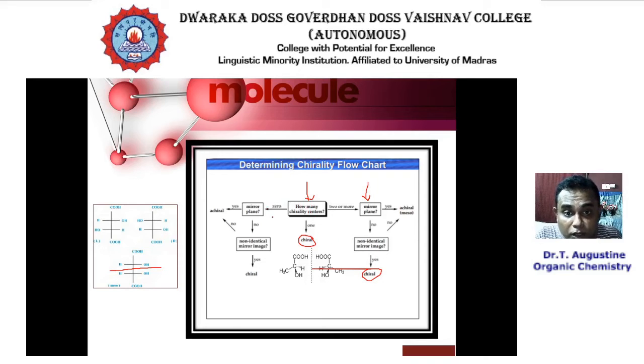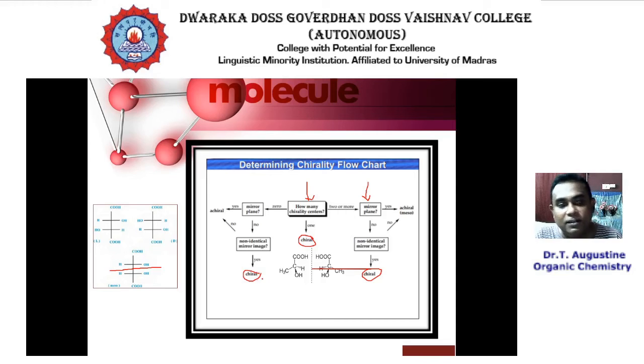Now, if there are no chiral centers, zero, and if the molecule has a mirror plane, then we would say the molecule is achiral. If there are no chiral centers, but the molecule does not have a mirror plane, and does not have an identical mirror image, still the molecule is chiral. We will be seeing such types of molecules that have a chiral axis and chiral plane. Molecules with a chiral axis and chiral plane need not have a chiral center, but still they are considered to be chiral.